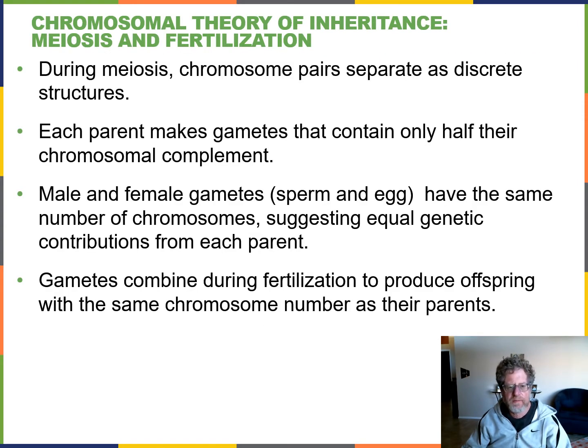So it should be obvious to you now that you've done meiosis that the chromosomal theory of inheritance explains Mendelian genetics, and that during meiosis, chromosome pairs separate, and then gametes each contain only half of the chromosome complement, and then the gametes come together in fertilization so that each parent contributes equal amounts of chromosomes to the offspring.